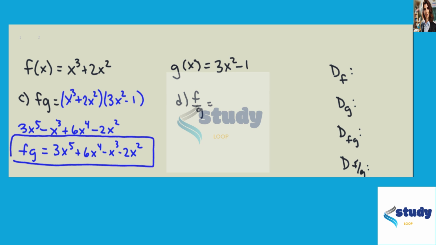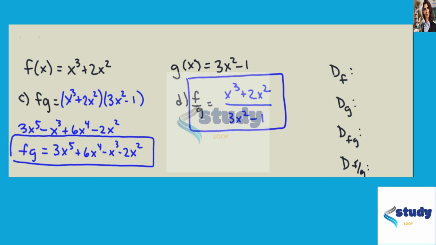Now let's find the quotient of f over g. So we have x cubed plus 2x squared over 3x squared minus 1. That's about all we can do with that one. Now let's talk about the domains. So again, the domain of f was all real numbers, and the domain of g was all real numbers. And when you multiply them, you still get the intersection of the domains, so you get all real numbers again.